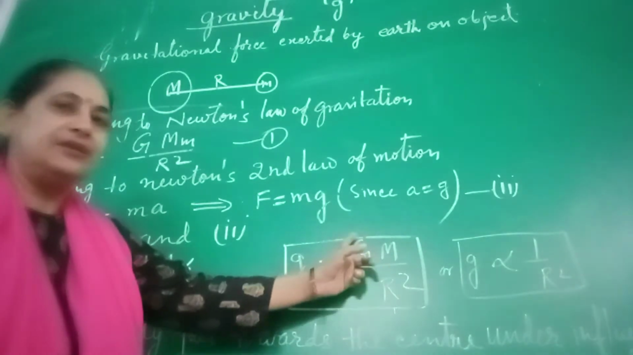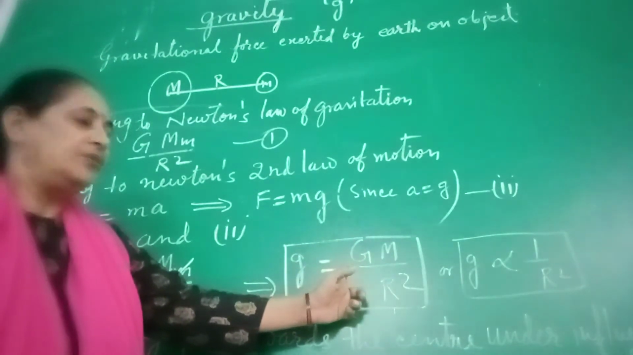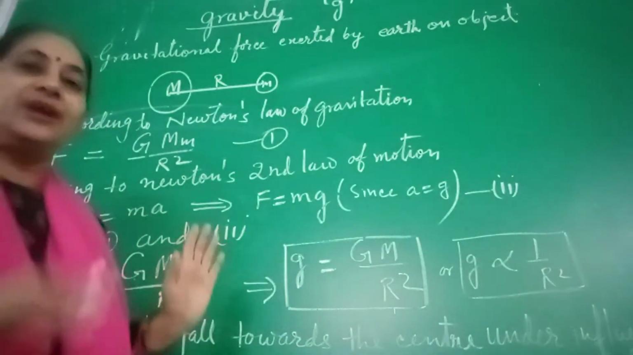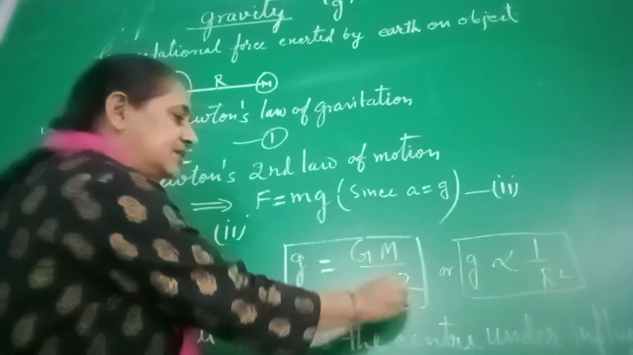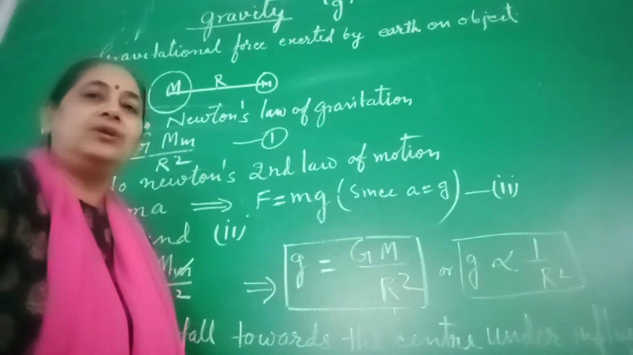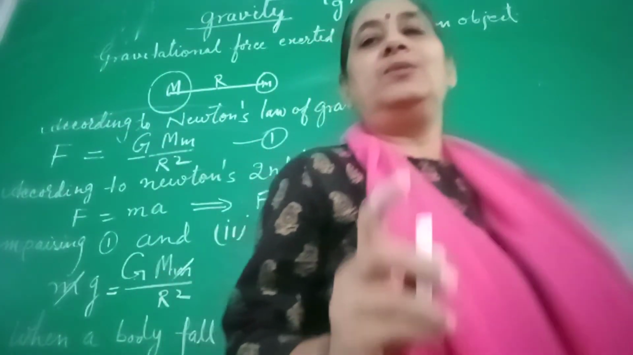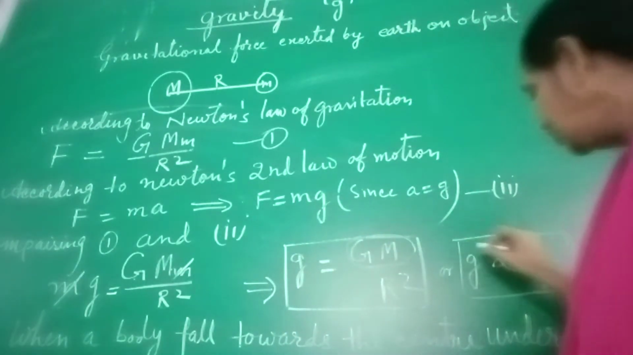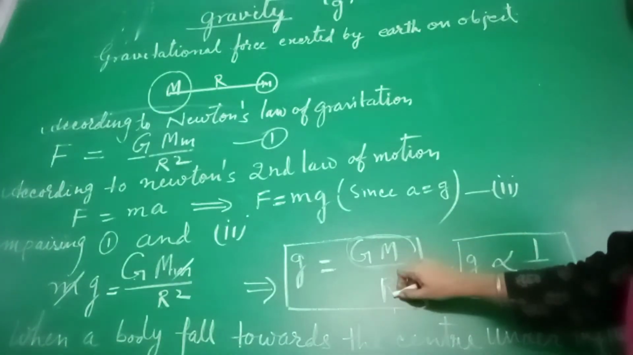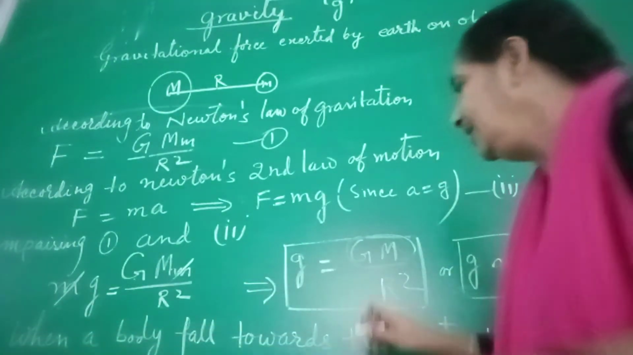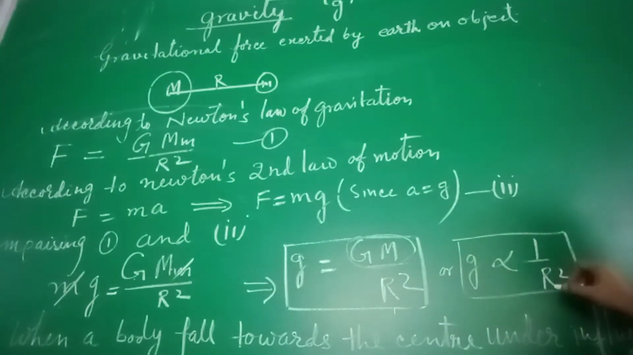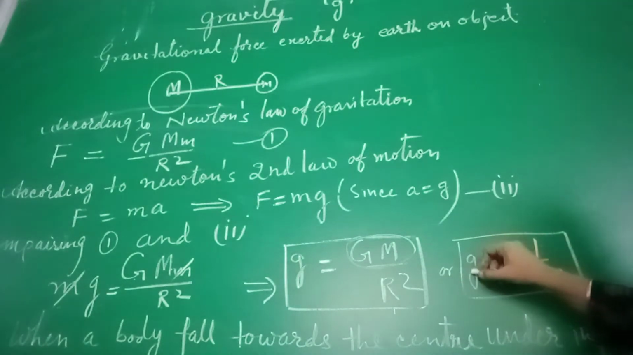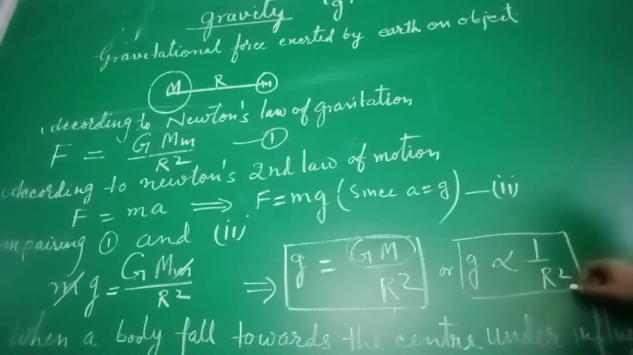Now capital G is a constant quantity, a universal constant. M, the mass of the earth, is also constant, and r is the radius of the earth, which varies from place to place. But here you see G and M both are constant. So in place of these two we can write constant by r square, which gives you g is directly proportional to 1 by r square. That means when r increases, small g decreases.